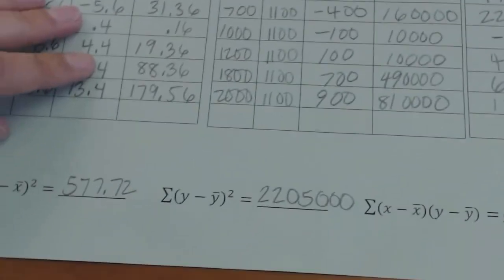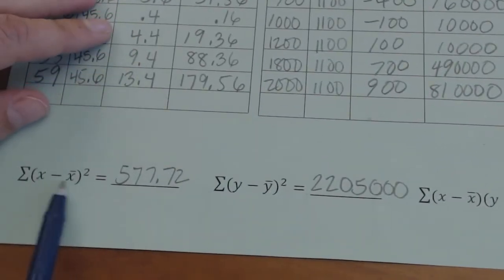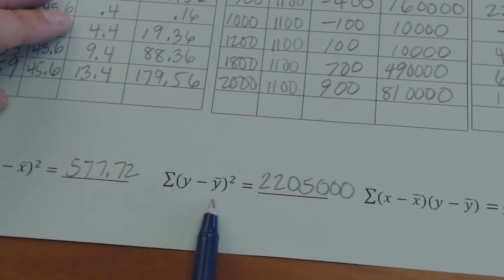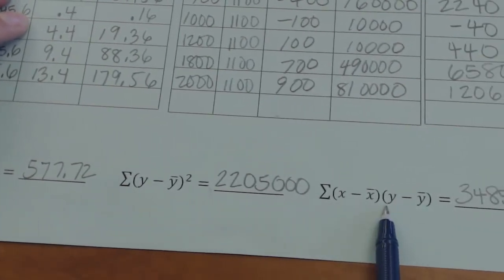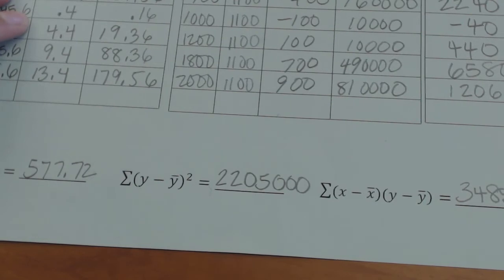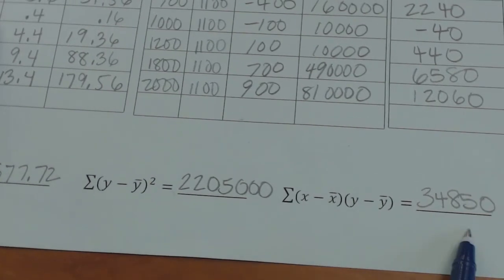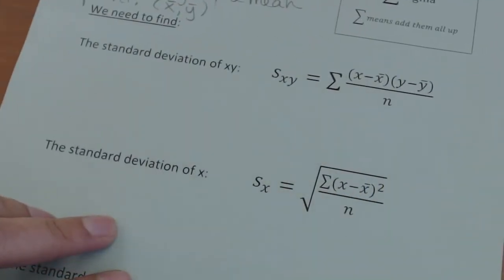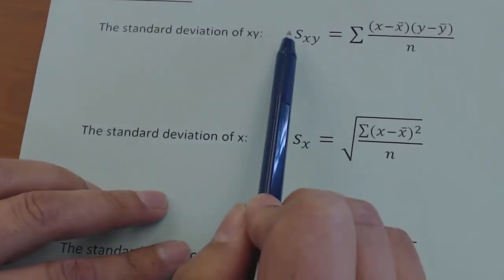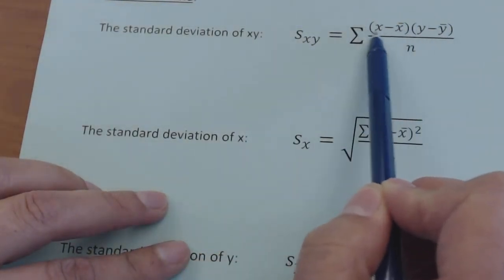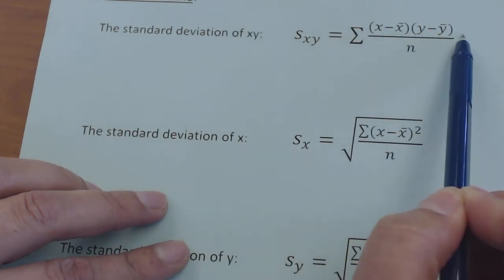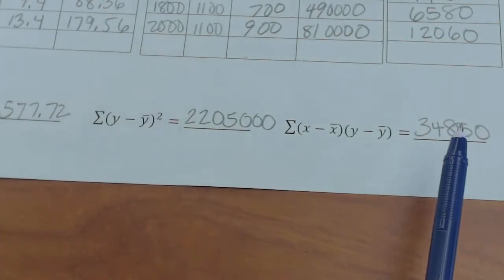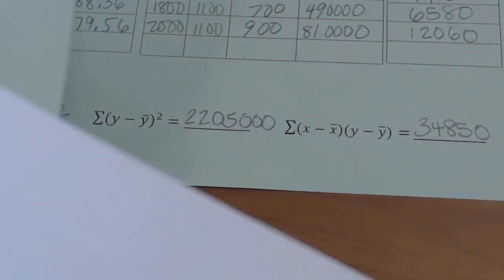Okay, we are back. So here we have the summation of x minus its mean squared, the summation of y minus its mean squared, and the summation of x minus its mean times y minus its mean. These three numbers, what I want you to do is transfer these to the front of your paper because we're just going to put them in our formulas. So for s of xy, we need the summation of x minus x bar times y minus y bar. So on the back of your sheet, you're going to be taking 34,850. And what that looks like is this.